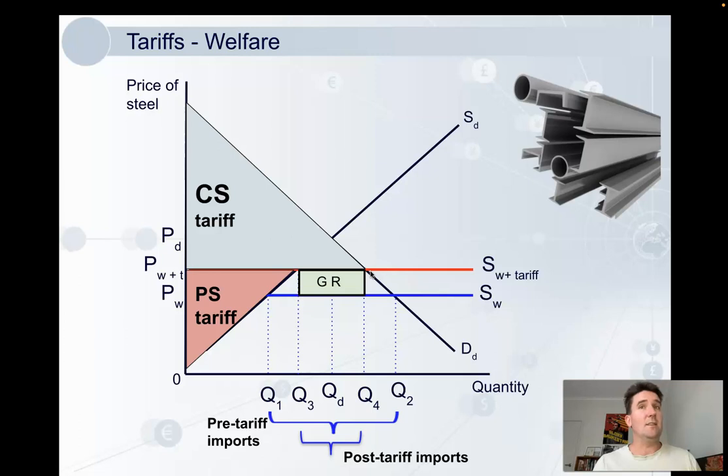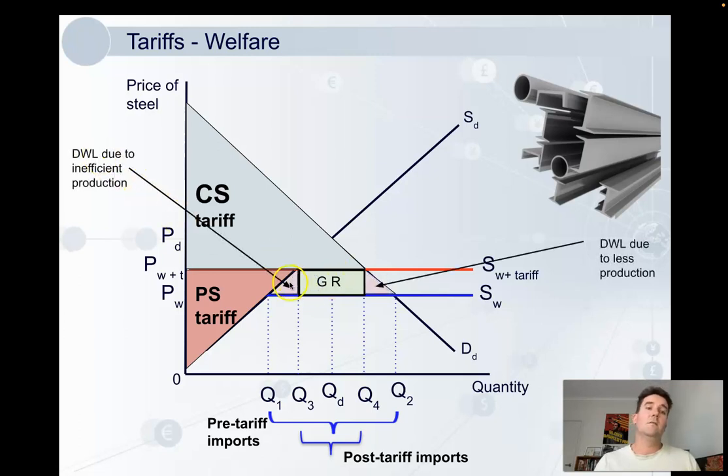We know that any tax is inefficient. We say that this part here is loss because there's more production by the inefficient US firms. And we say that this part is a loss due to less production taking place because of the higher price. Consumers don't want as much steel and aluminium as before.